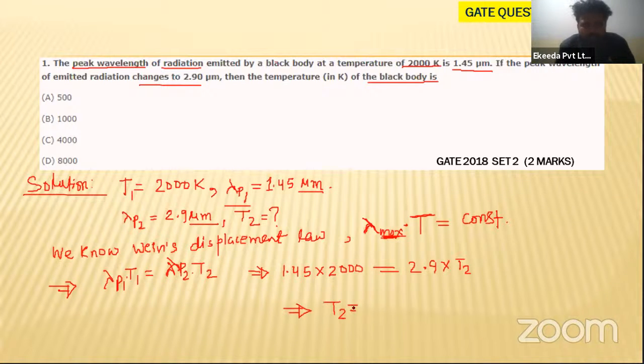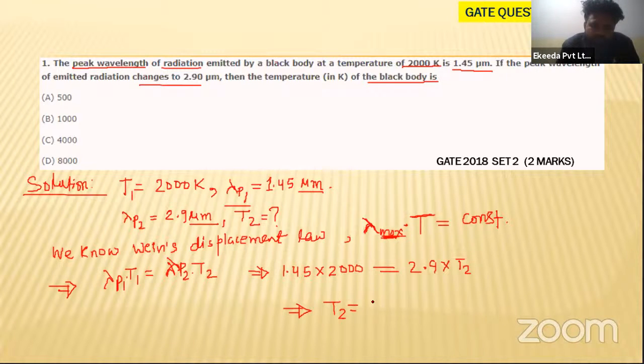Calculate and see what the value of T2 will be, and tell me easily in the comment box, quickly. What will be the value of T2? So the value of T2 will be equal to nothing but how much? Tell me in the comment chat box, please.